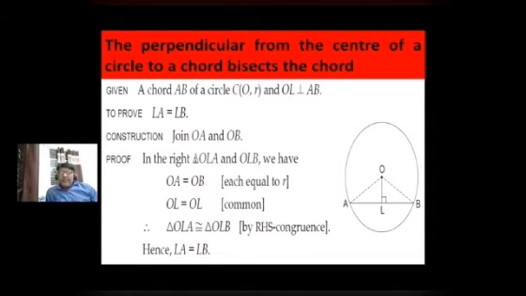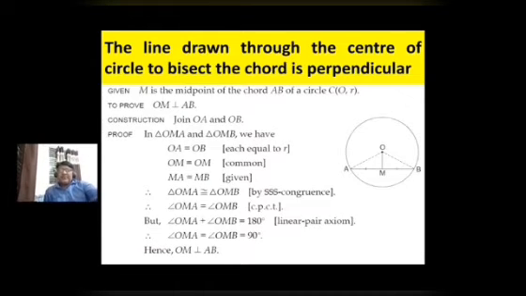So, in triangle OLA and OLB, we have angle OLA is equal to angle OLB. It's because OL is perpendicular. OA is equal to OB. It's because the radii are equal. And OL is equal to OL. That's because it's common. So the two triangles OLA and OLB are congruent by RHS criteria, and hence AL is equal to BL.